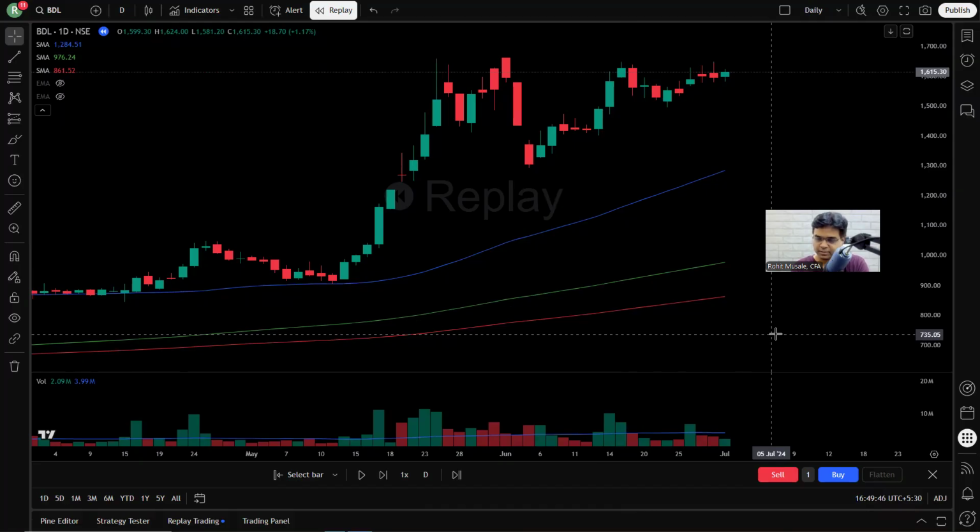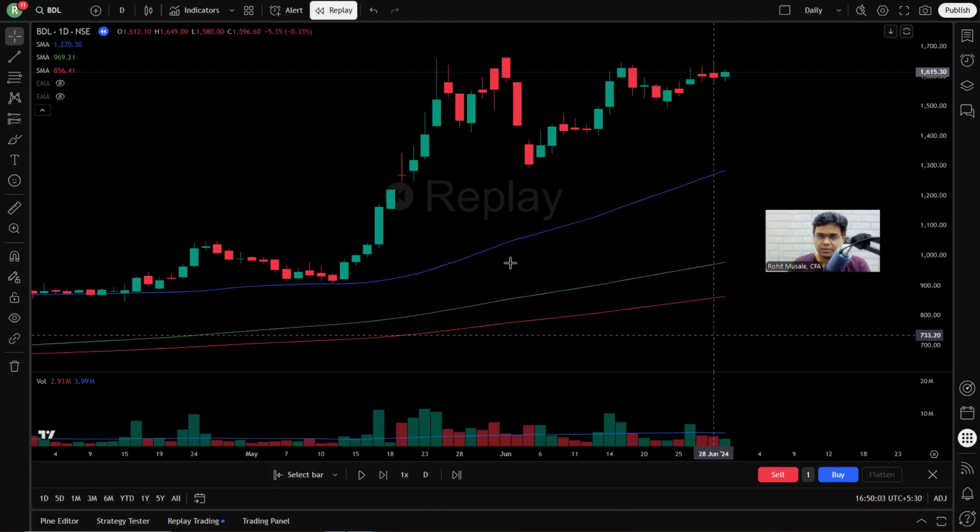A squat candle is dangerous because it touches our yellow line, which is our buy point, and then it closes below the yellow line. That's a squat candle. So let's see how it looks on the chart.